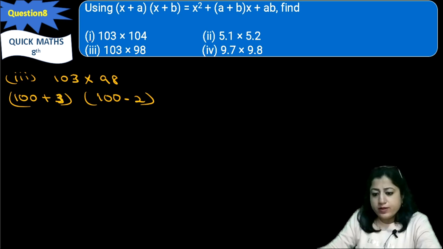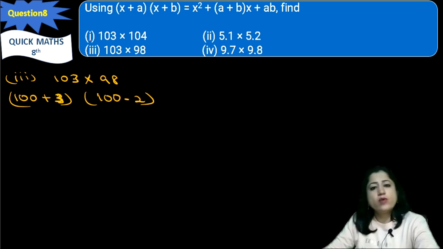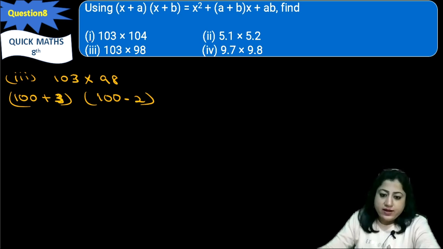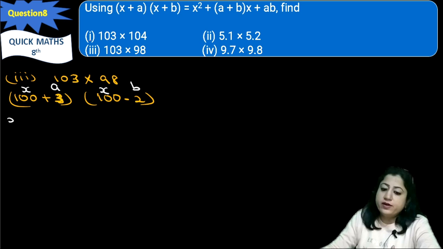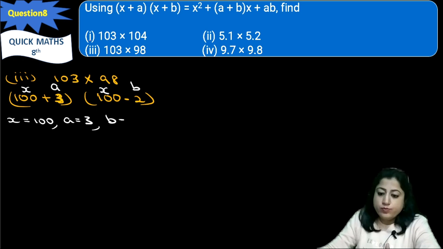It is 100 plus 3 and 100 minus 2. It is quite the same, only the difference is one is negative. If we highlight it with white color, then this is x, this is also x. A is 3, but here B is minus 2. This is the only difference. So x is 100, A is 3, there is a minus sign, so B will become minus 2. Instead of writing 2, we will write minus 2.